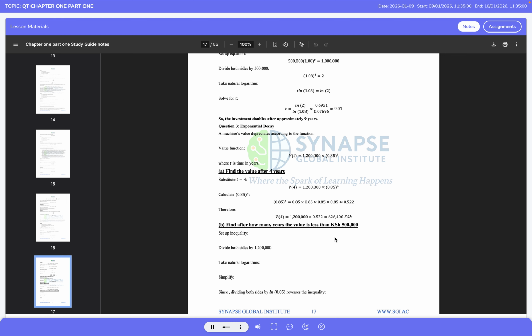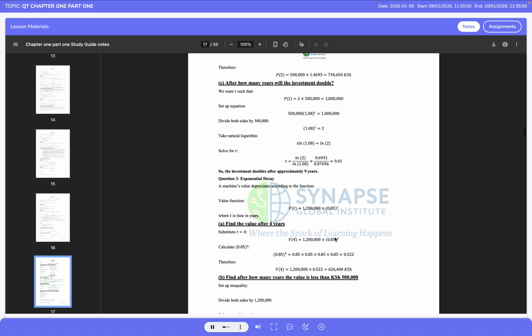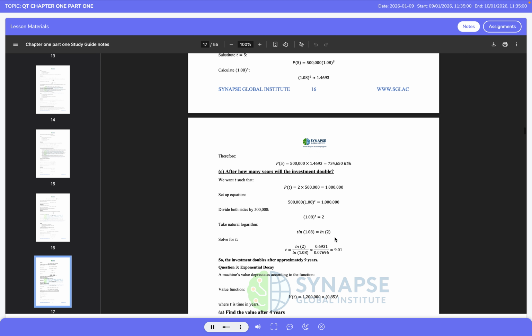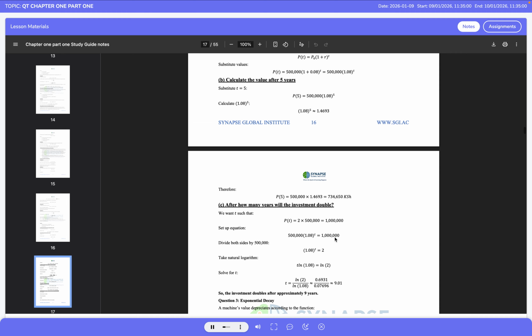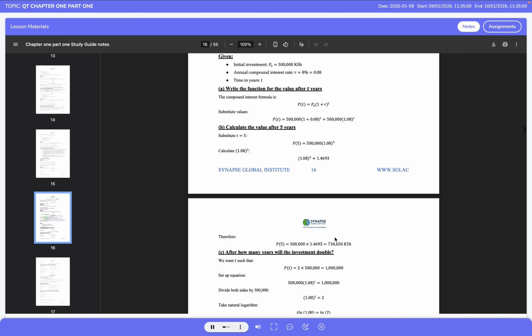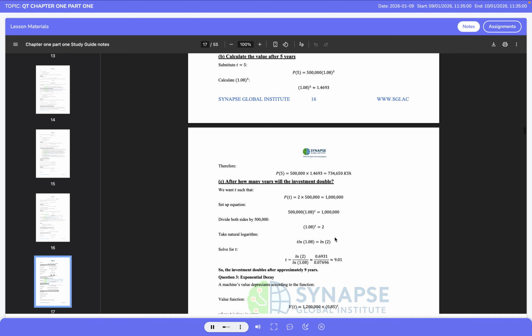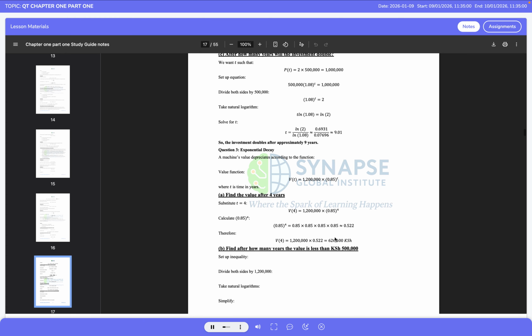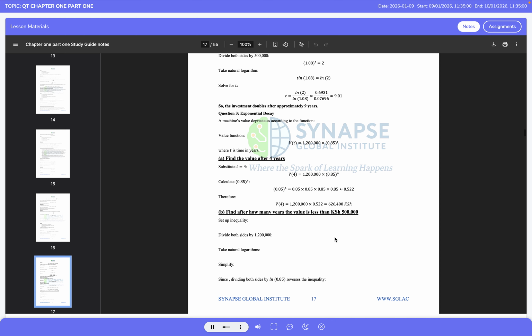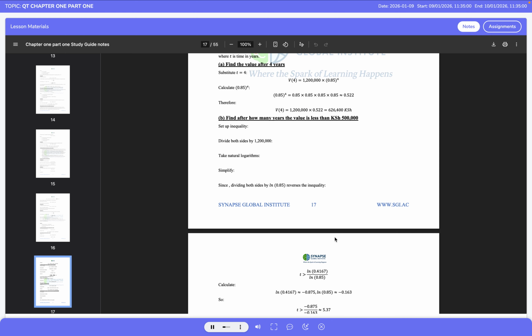We then consider an investment doubling period with a principal of 1 million shillings and an annual interest rate of 6%. The value after t years is P(t) = 1 million × 1.06^t. Setting this equal to 2 million and solving using natural logarithms gives t = ln 2 divided by ln 1.06, which is approximately 11.9 years.